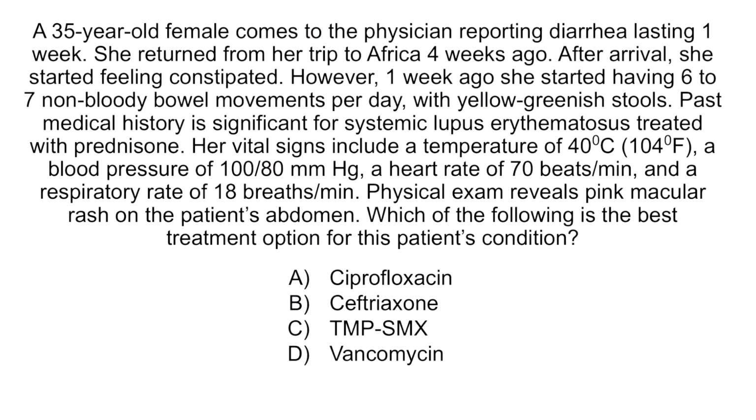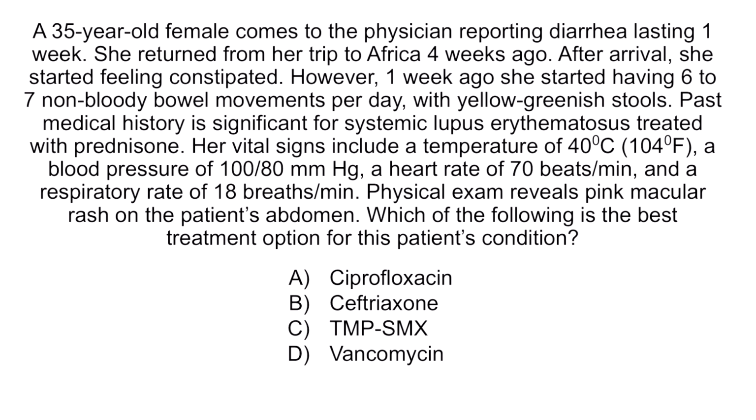A 35-year-old female comes to the physician reporting diarrhea lasting 1 week. She returned from her trip to Africa 4 weeks ago. After arrival, she started feeling constipated. However, 1 week ago, she started having 6 to 7 non-bloody bowel movements per day, with yellow-greenish stools. Past medical history is significant for systemic lupus erythematosus, treated with prednisone. Her vital signs include a temperature of 40 degrees Celsius, a blood pressure of 100/80, a heart rate of 70, and a respiratory rate of 18. Physical exam reveals pink macular rash on the patient's abdomen.